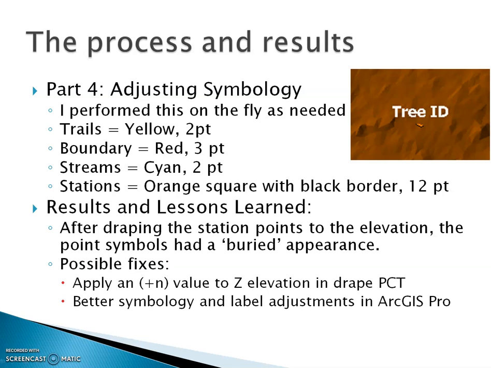I think ArcGIS Pro would allow me to adjust the labels and symbols better than LP360. I did look for a way to adjust this in LP360, thinking I could use the PCT settings to add a few feet to the elevation during the draping process. This would move the points up out of the way of the intruding hillsides.